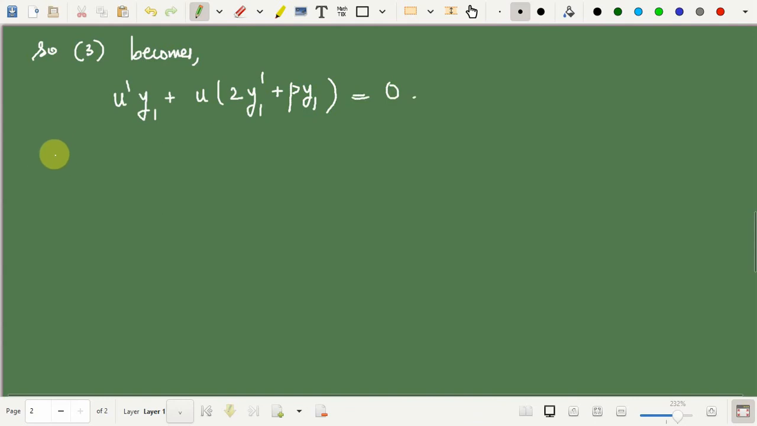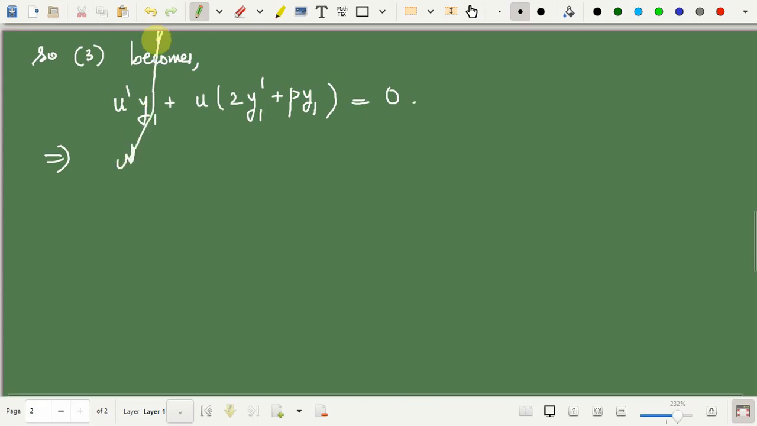Okay, now if you go further, this becomes an easier task, because this is a first order differential equation, so we would try to solve this. If I further simplify this, then I will have u is equal to minus u into 2y1 prime plus py1. I would try to separate the variables.